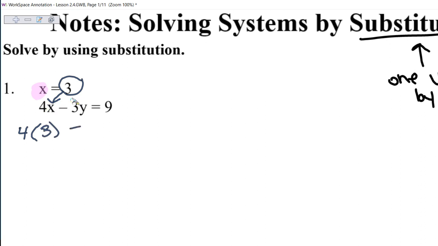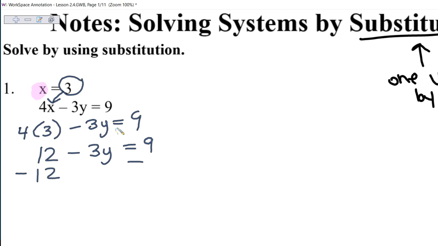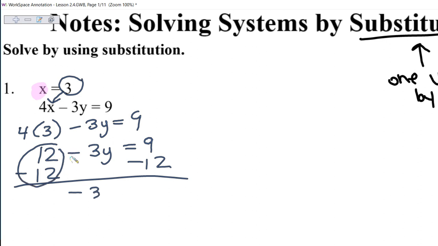minus 3y equals 9. So instead of the x, I'm replacing it with a 3. Now solve for y. So what's 4 times 3? So this would be 12 minus 3y equals 9. What's next? Subtract 12 to both sides. So positive 12, negative 12 is my 0 pair. Bring down the negative 3y. Yeah, 9 minus 12 is negative 3. Divide both sides by negative 3. And what does y equal?